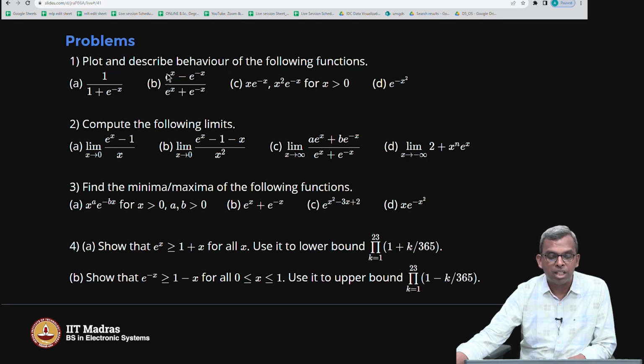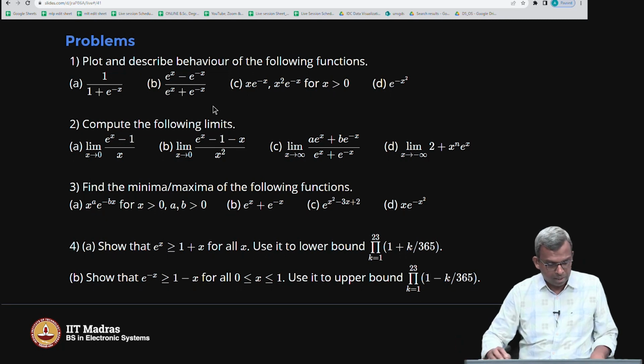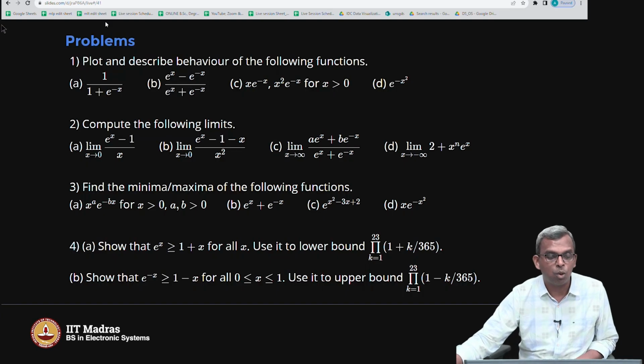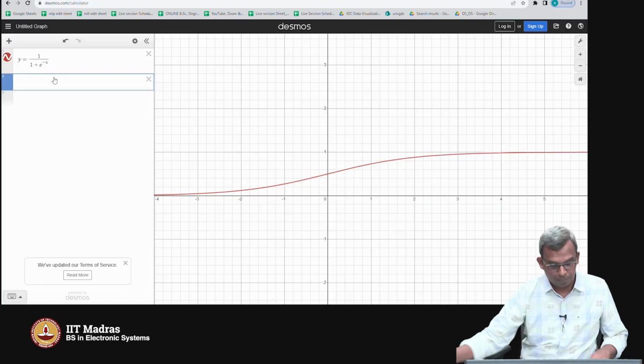Okay. So this function seems to be sort of similar to this function, right? This function went from 0 to 1 with half at the center, at the origin. So here it will be 0 at the origin. It's minus 1 for x being negative and plus 1 for x being positive. So this is actually called a tan hyperbolic type function. It's related to that. Okay. Let's go to Desmos and we'll plot this guy.